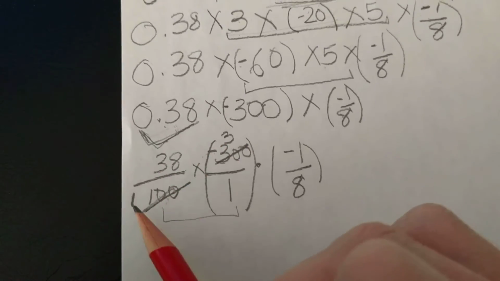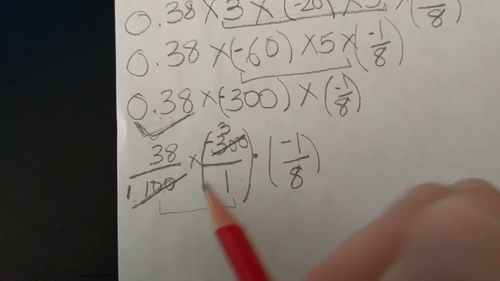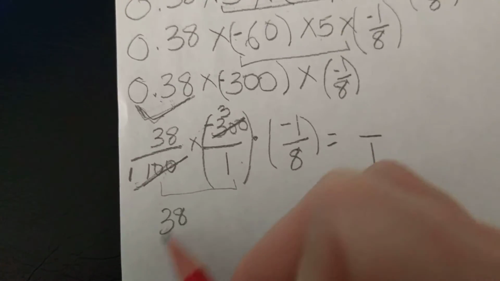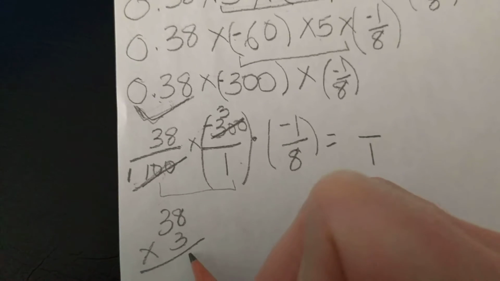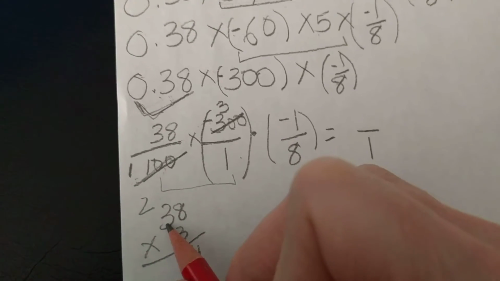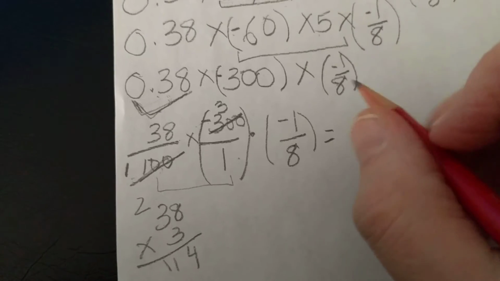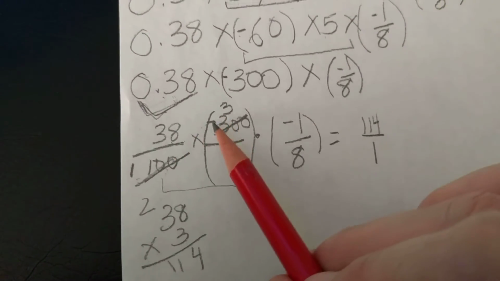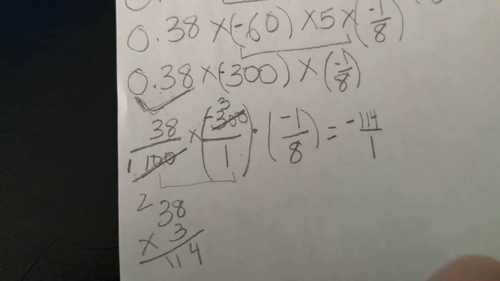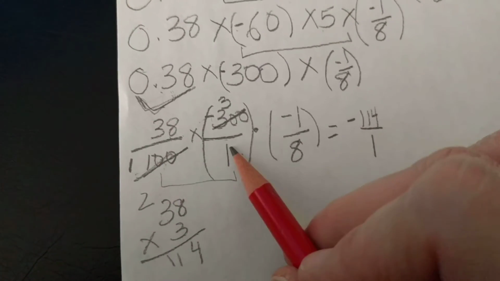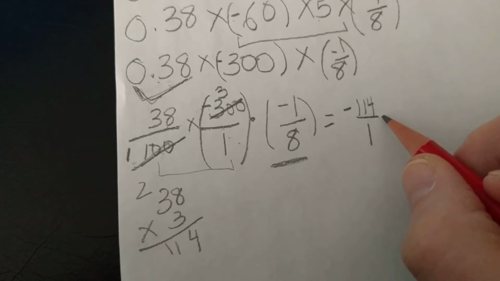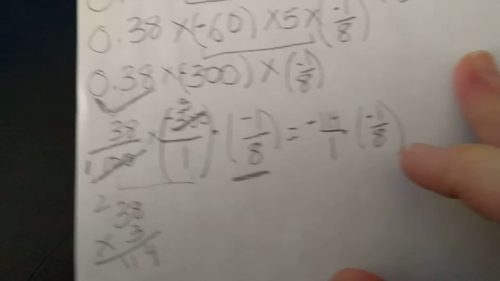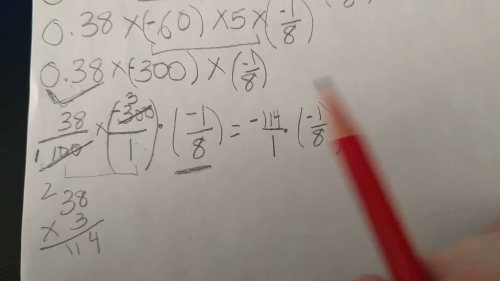So I'm going to multiply these now. Look at my denominators. 1 times 1 is 1. And I'm going to take 38 times 3, since I can't do it in my head. I'm just going to write it down. 9, 10, 11. And a positive times a negative equals negative. So I multiply these two. I still have this one left over, so I'm going to take my answer and multiply it by negative 1 over 8. I promise you we are so close to the end.